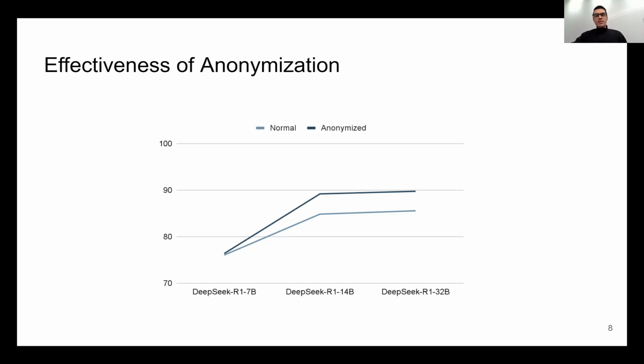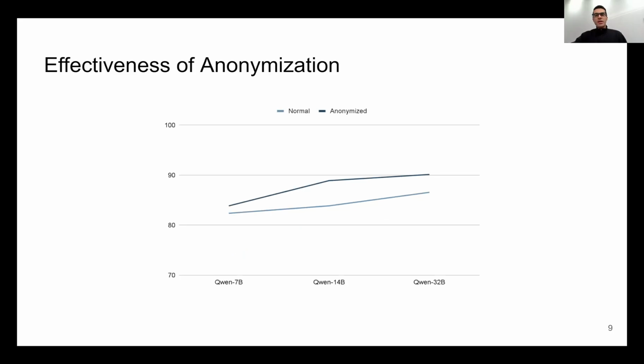As for reasoning models, the anonymized version of the dataset showed an improved attachment score compared to the normal form across all DeepSeek R1 models. Same result for regular large language models. We experimented with Qwen 2.5 and the same anonymized version of the dataset has shown a better attachment to the subgraphs compared to the normal form.